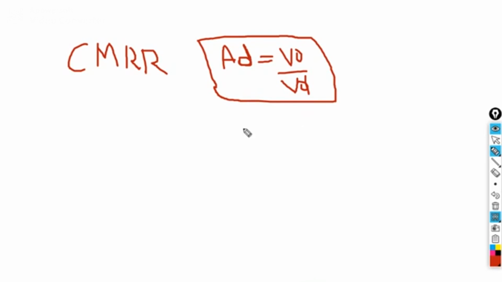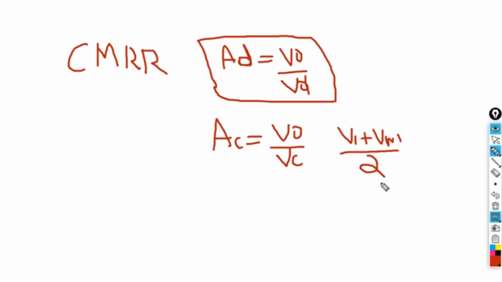So we have one more thing that is called common mode gain, AC. AC is nothing but V0 by VC. Now what is this VC? VC is nothing but the average of the two voltages at the inverting terminal and non-inverting terminal, or the average common mode voltage. Normally the operational amplifier should amplify the difference voltage. It should not amplify the common mode voltage. That means VC should be zero. AC should be 0.